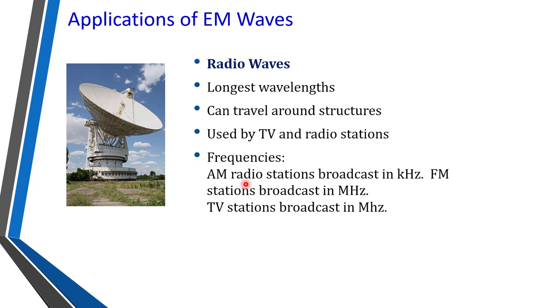AM stations are used for radio transmission. AM radio stations broadcast in kilohertz, and FM stations we use for transmitting sound, so they are used in the range of some megahertz. Television stations also broadcast in the range of megahertz.